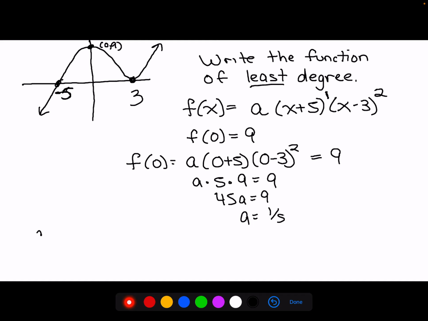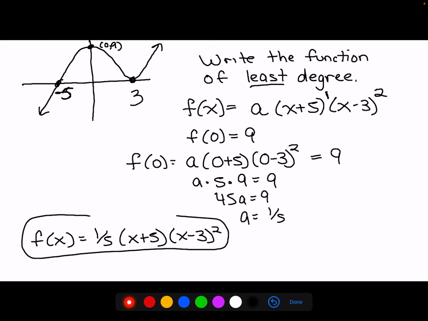So you could write f of x equals 1/5 times x plus 5 times x minus 3 squared. And I mean, there's your function. If you really want to, you can multiply all that out and write the function, and that works too. Just see what your directions say to do to decide. If it doesn't say, then it's perfectly fine to leave it in factored form like that.